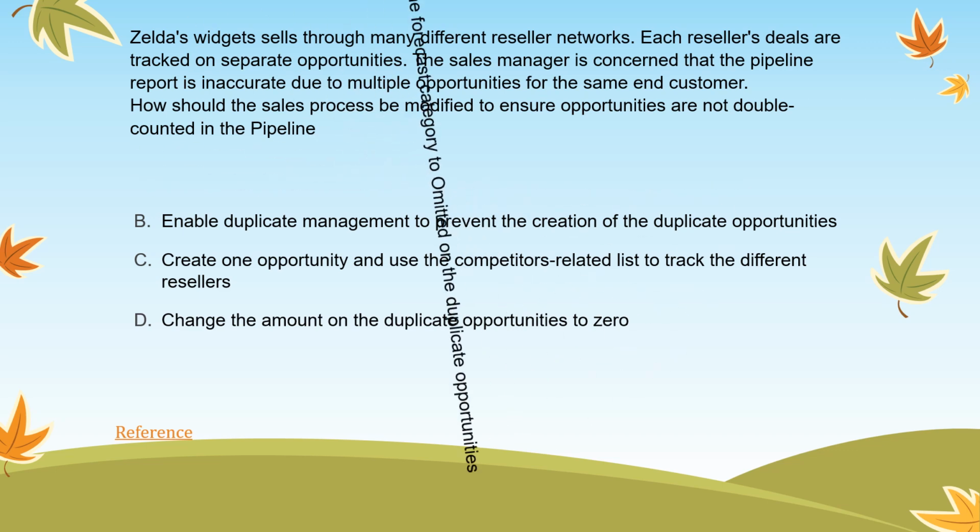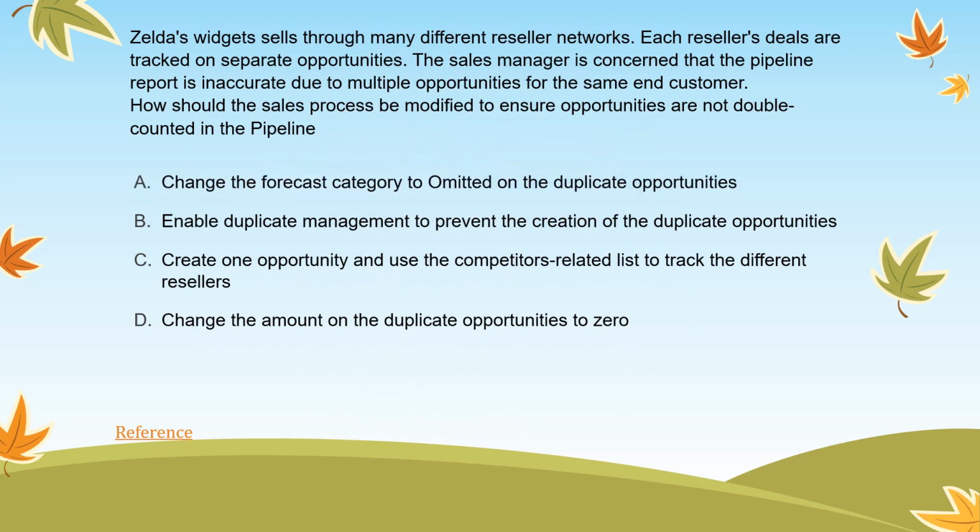Let's see. And we are correct. It's change the forecast category to omitted on duplicate opportunities. And we got that because we figured out the other answers did not fit or would not work or weren't even real things.